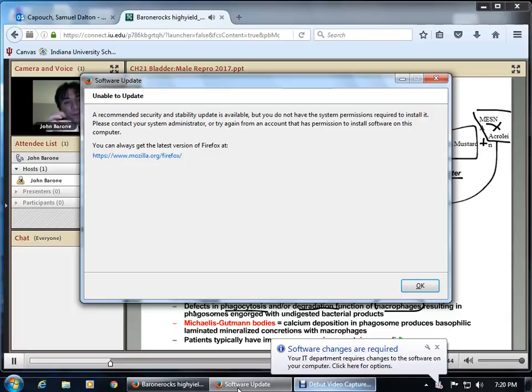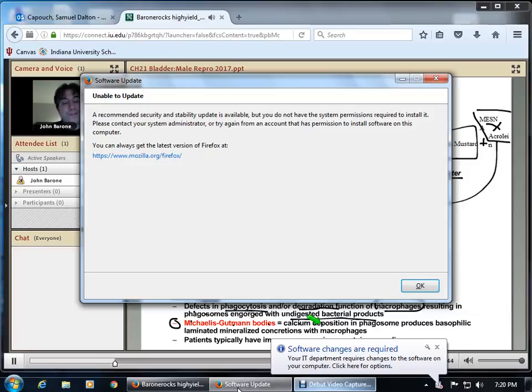Well, they accumulate. The little broken down pieces accumulate, and they get calcified, and they become these calcified bodies. So you'll see inside the macrophage, phagocytes that are gorged with undigested bacterial products. When they start to calcify and get large, and I can see them under a microscope, we give them a fancy name, Michaelis-Gutmann body. As soon as you see that, Michaelis-Gutmann, malakoplakia. Because these are basically calcified deposits in the phagosome.